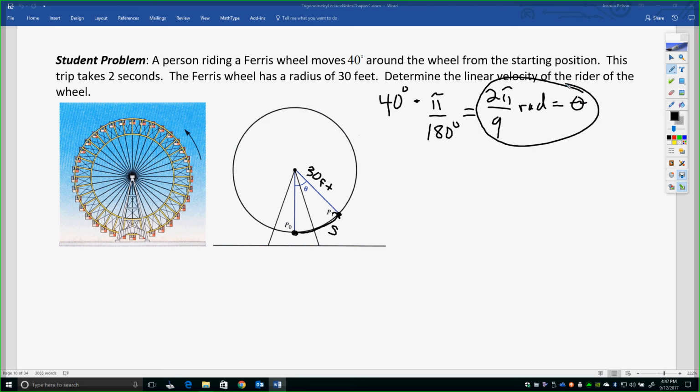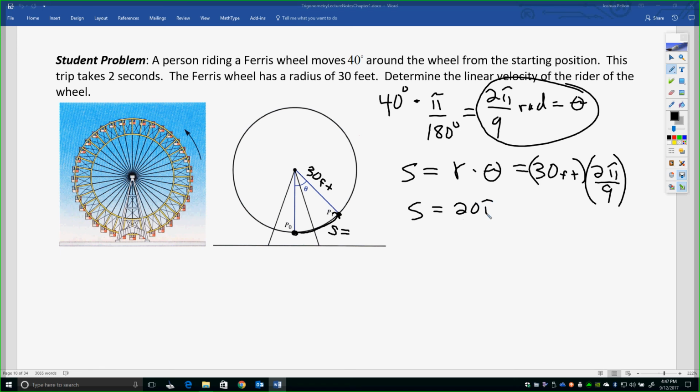Okay, so I have my angle, but I don't have the distance that I traveled. But we know the distance, the arc length, is the radius times the angle. And my radius here was a 30-foot Ferris wheel, and my angle I just calculated was 2 pi over 9. And again, we do not need the radian label in any formulas. So that'll give me a nice 20 pi over 3. And that'll be feet because it's a length. Okay, so I just traveled that distance.